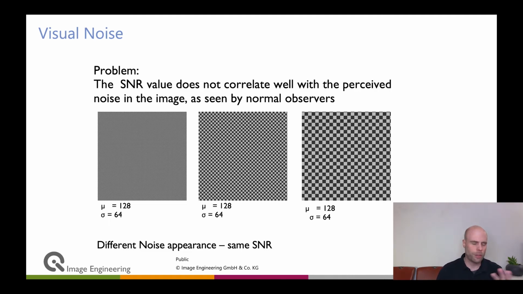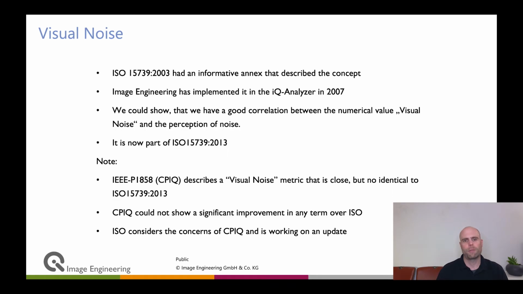So that is just a very simple way to illustrate that the SNR itself does not give you any information about how the noise appears, how it looks. Therefore, it does not give you a number for how it is visually perceived. For that, you need the visual noise.